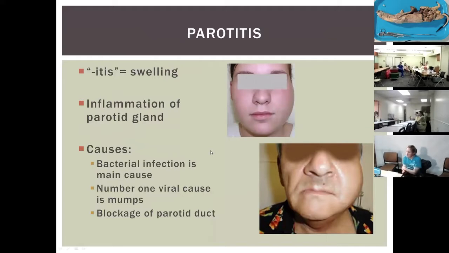The next thing we're going to talk about is parotitis, and this is something that can go wrong with the parotid gland. Just an FYI, itis at the end of any word typically means swelling. So in this case, it's an inflammation of the parotid gland. There are several different causes of parotitis. One of the most common causes is a bacterial infection. The number one viral cause is something called mumps, which you've probably heard of. And one of the last main causes is blockage of the parotid duct. That can be from a stone that forms in the gland that tries to pass through the duct. And we'll get to more about stones later.